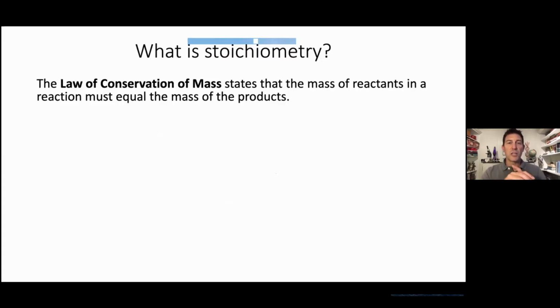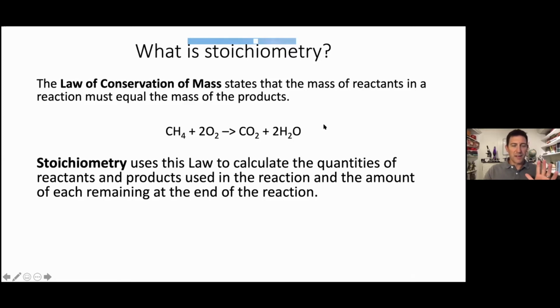So there's something called the law of conservation of mass, and it states that the mass of the reactants in a reaction must equal the mass of the products. In other words, mass can neither be created nor destroyed. So if we look at this example, we have methane and we have oxygen. Those two are combining together or combusting to form CO2 and water. And what you see in this equation are some coefficients in front of the oxygen, in front of the water. Those coefficients help balance this equation out. Let me get there in just a little bit.